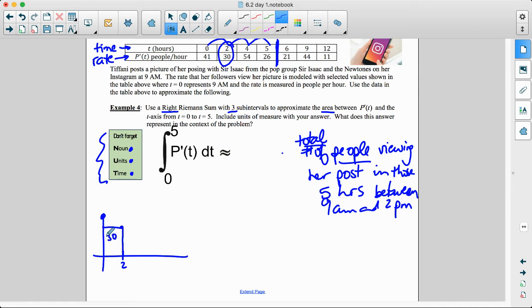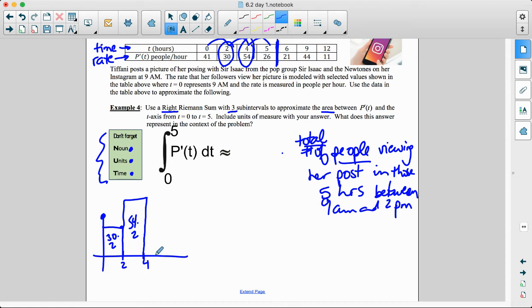So that's a height of 30 and the width of 2. And then for the next one, we're going from 2 to 4. It has a height of 54 on the right side. So it's going to be up here. So it's a height of 54, and then the width is still 2.